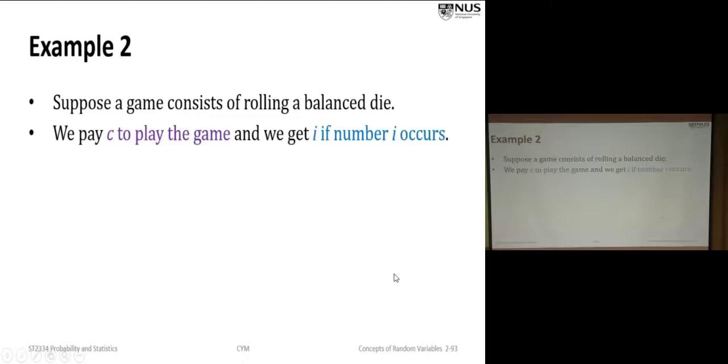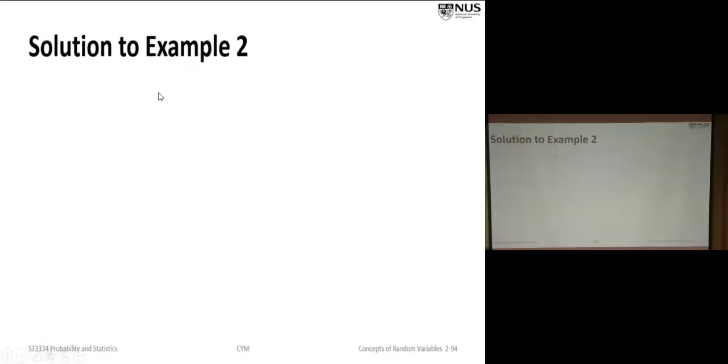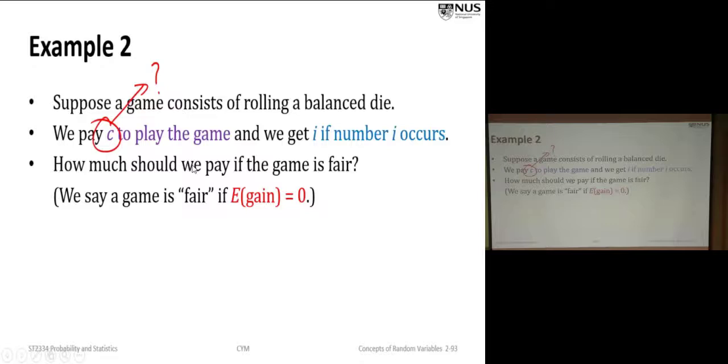Okay. Example 2. We roll a balanced die, and C is the amount that you pay for the game. And you will get $I if the number I shows up. So how much does he have to pay? That means how much is C? So that his expectation of gain is equal to 0. That means it's fair to the player as well as his opponent or the house.